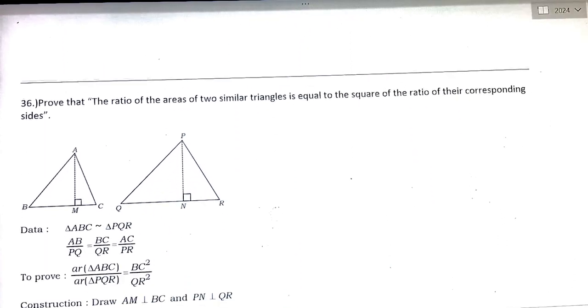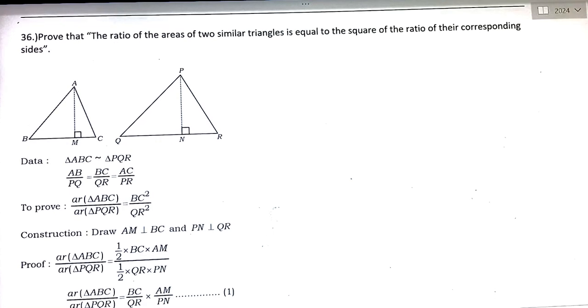So now moving on to the 36th question of 4 marks. Here, prove that the ratio of the areas of two similar triangles is equal to the square of the ratio of their corresponding sides. Okay, this is to prove. I'll just explain. In the diagram we need to draw two triangles, one is ABC and one is PQR.